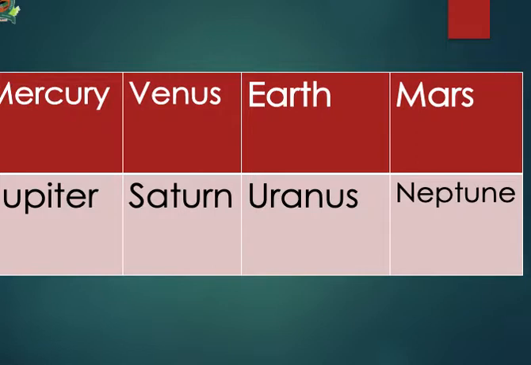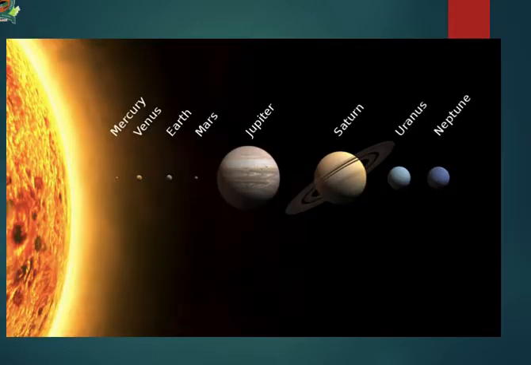Okay, let's just get to the point. I've said that many times, like Mercury, Venus, Earth, Mars, Jupiter, Saturn, Uranus, and Neptune. Do I need to say it again? I don't think that's necessary.